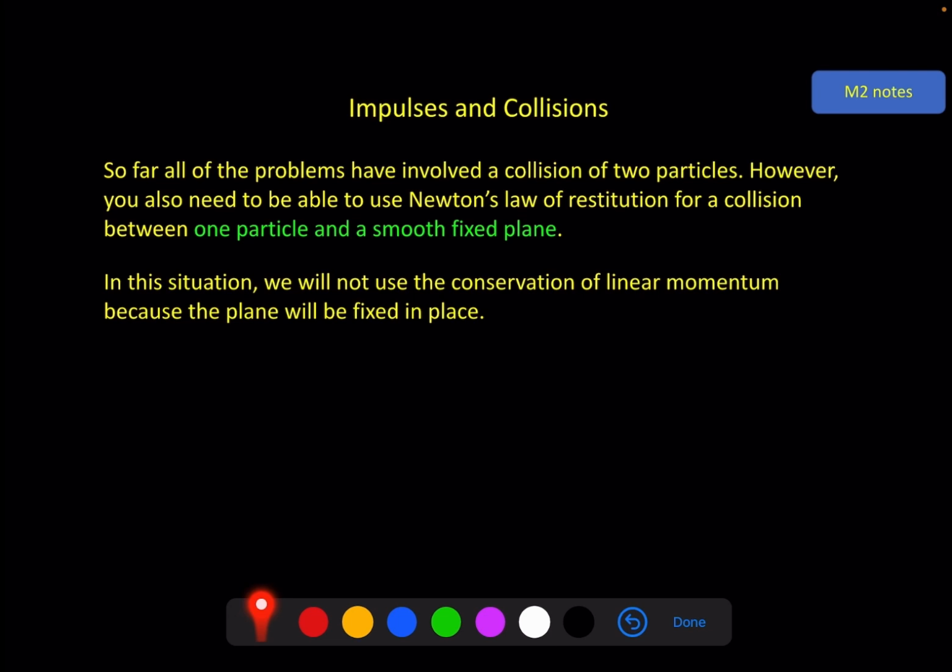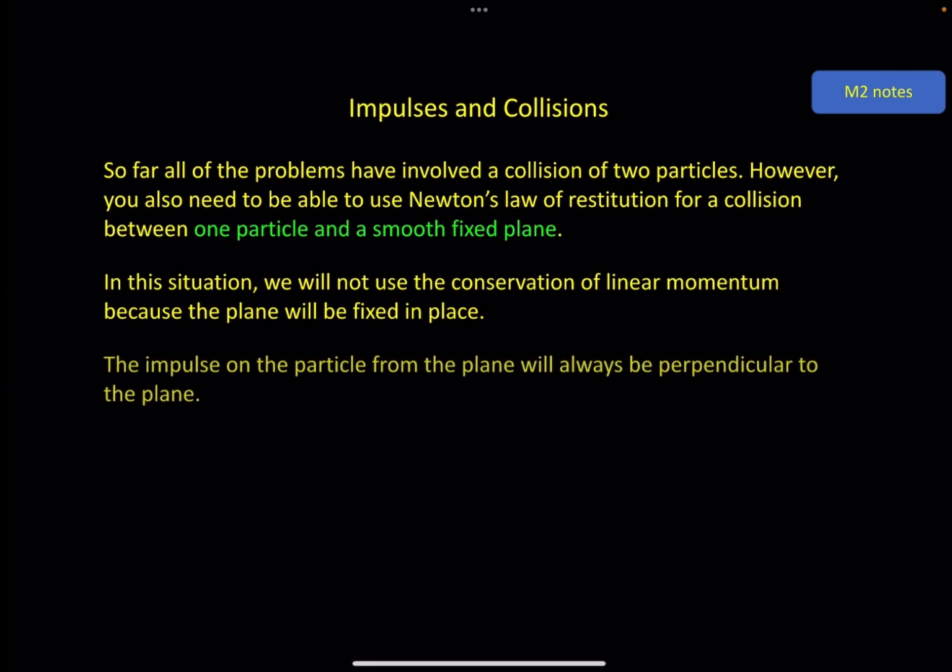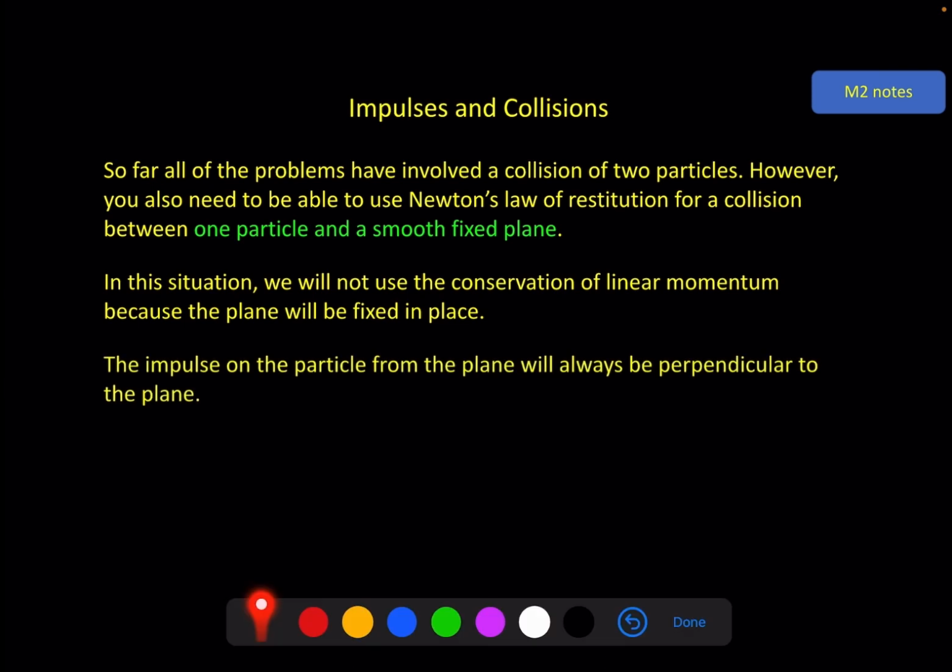Just in case it comes up, however, I will add one little note here, that the impulse on the particle from the plane will always be perpendicular to the plane. Most of the time, you can assume that without thinking about it, but let me just sketch out the situation where you need to be aware of this. So if you can imagine that we are looking down on a table, the table is horizontal and smooth as usual, and the particle is moving along the table towards a smooth vertical wall. Here's the wall, we're looking down on that as well. Then it's pretty obvious that as the particle hits, the wall will exert an impulse on the particle that is at right angles to the wall.